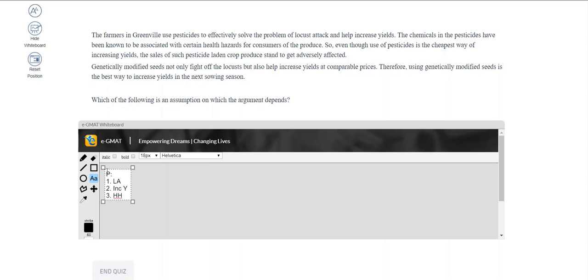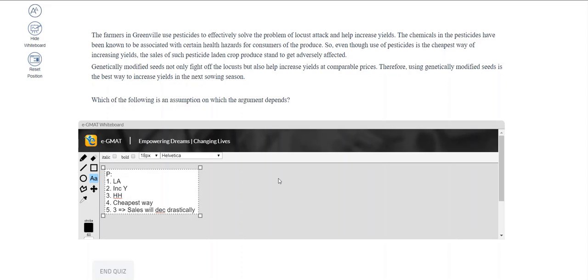Okay, we know this so far. Let's move on. So even though the use of pesticides is the cheapest way of increasing the yield, the sale of such pesticide-laden crop produce stand to get adversely affected. So we got a few more data points about pesticides. Now we know that they are the cheapest way available to increase the yield. Okay. So now we have the contrast. So despite pesticides being the cheapest way to increase the yield, the inference is that because of the health hazards associated with pesticides, the sale of pesticide-laden crop produce is going to be impacted adversely. So because of point 3, the expectation is that sales will come down drastically. That's about it. That's what we got from here.